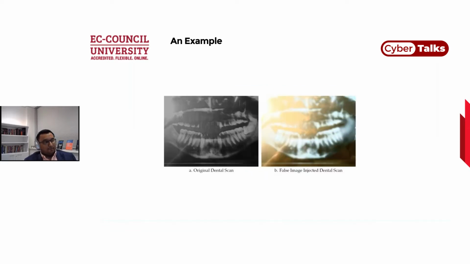Here is an example. If you pay close attention to the left-hand side, the original dental scan, you'll find one of the wisdom teeth is horizontal, not upright, it's just lying down. But in the false-image-injected dental scan, we don't really see any wisdom teeth. Where did it go? So these types of things are really happening in the healthcare space.